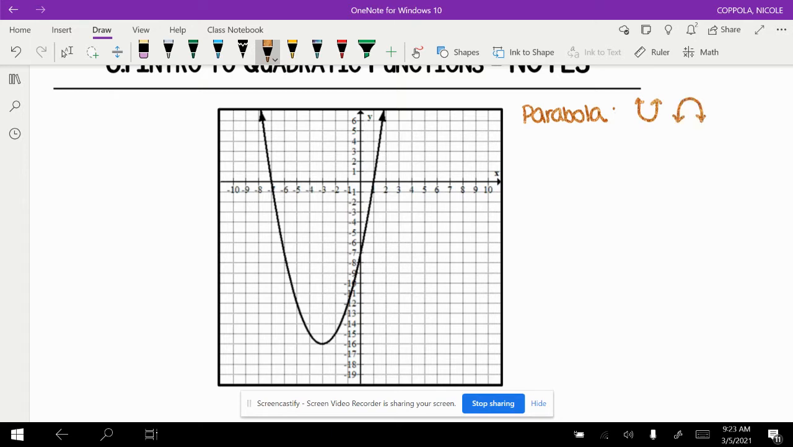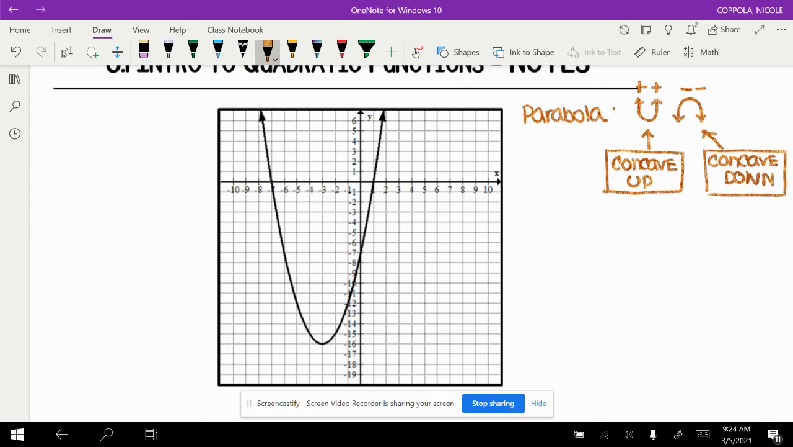The way the parabolas are shaped, whether they're happy or sad, have a specific word that goes with them, and this is called concavity. So this guy is concave up, and he's happy, okay? So a happy parabola, concave up. If you have a sad, grumpy parabola, we would call him concave down. All right, so when you're talking about the shape, whether it's happy or sad, we're talking about concave up versus concave down.